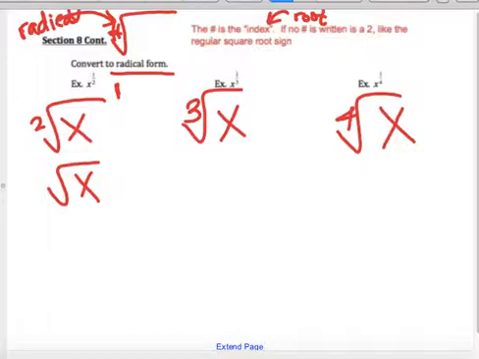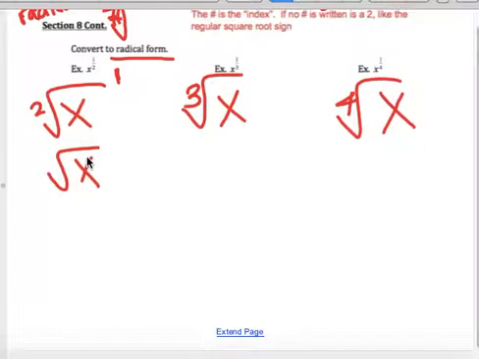Say it one more time. Fourth root of X. You all are going to have the opportunity to read some of these out loud in front of the class, so make sure that you understand how to say them.